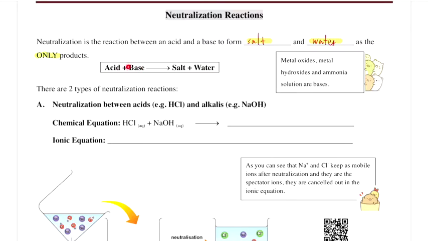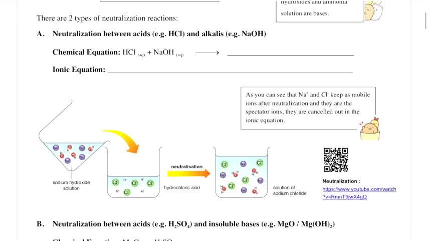The base that we can use for neutralization reactions can be a metal oxide. It can also be a metal hydroxide, and also ammonia solutions. Here we are going to discuss two types of neutralization reactions. The first type of neutralization is between acid and alkalis. Alkali means the soluble base, and it should form an aqueous solution when it is dissolved in water.